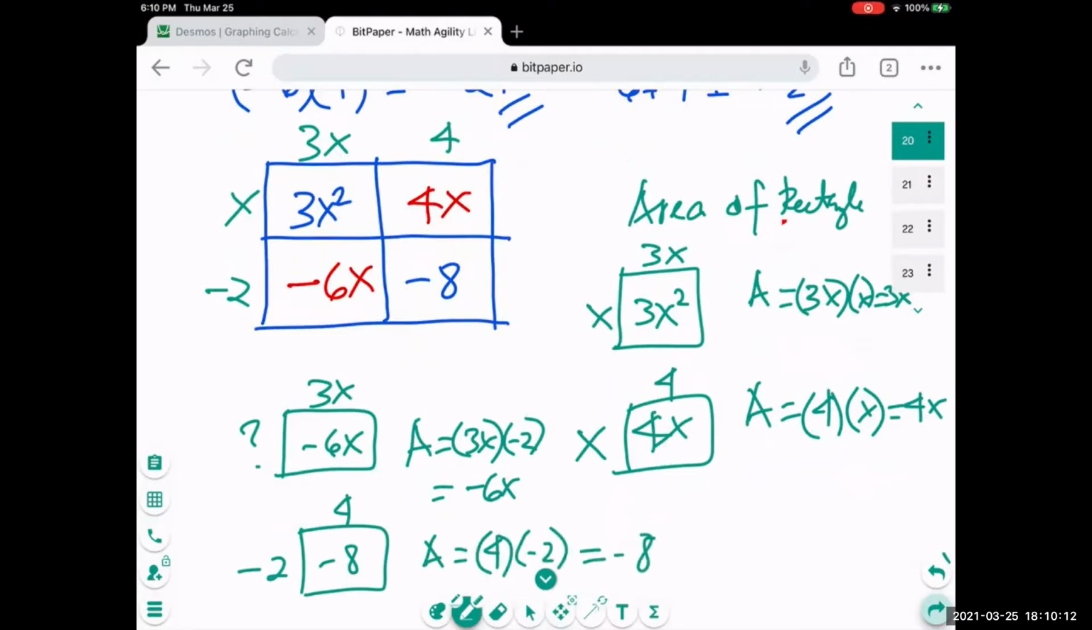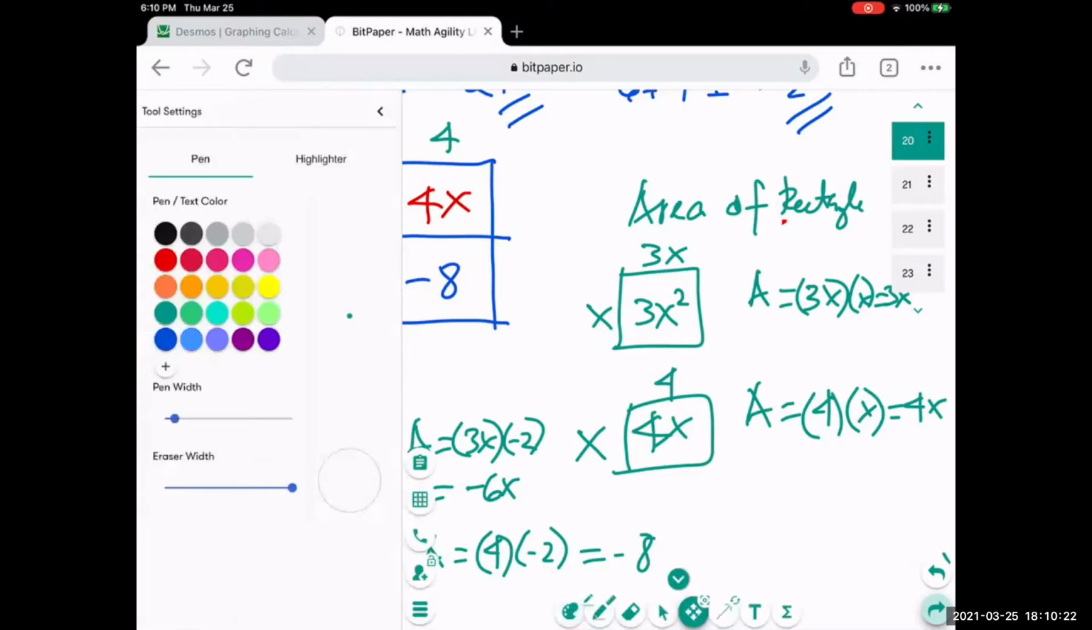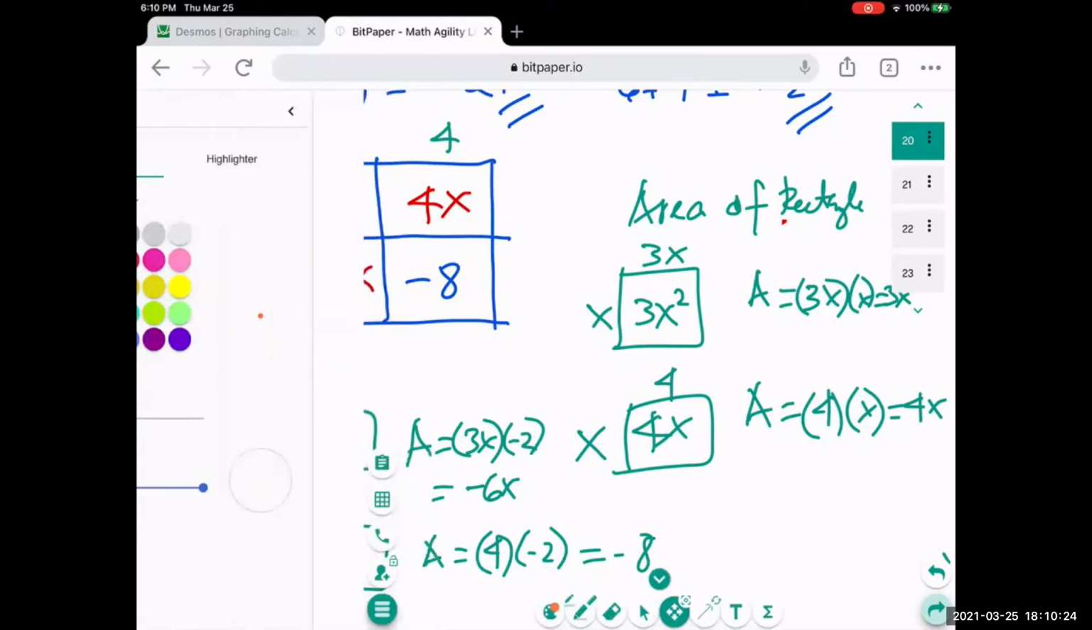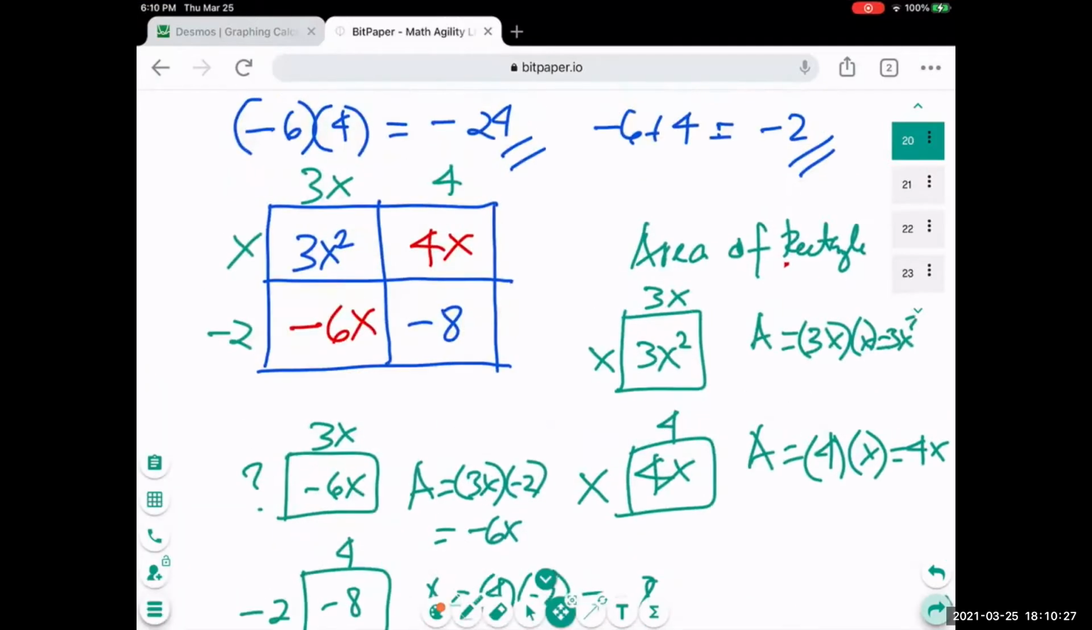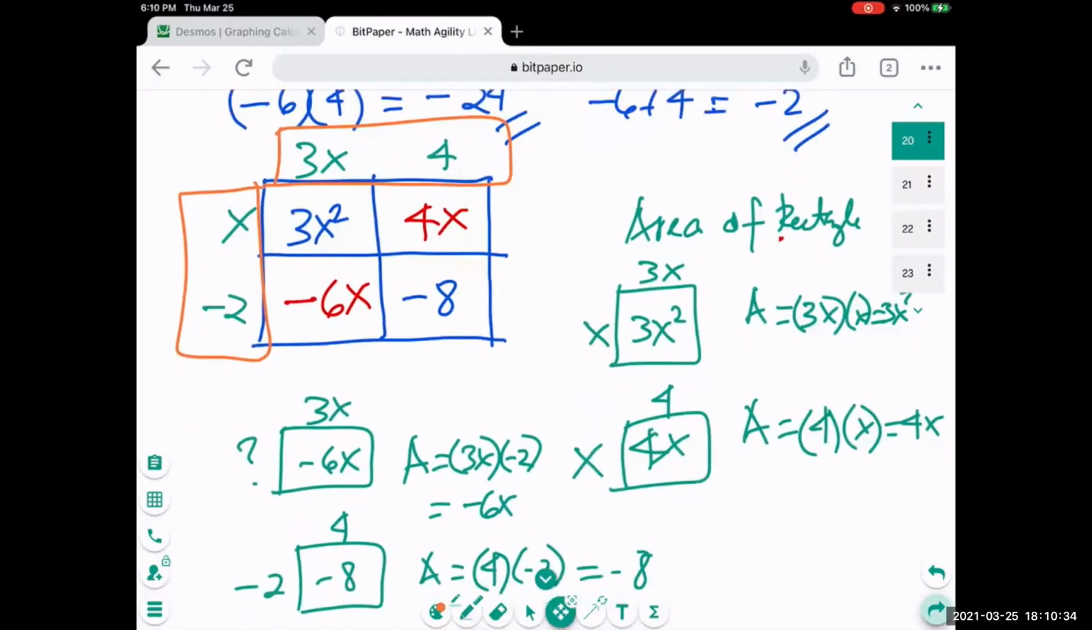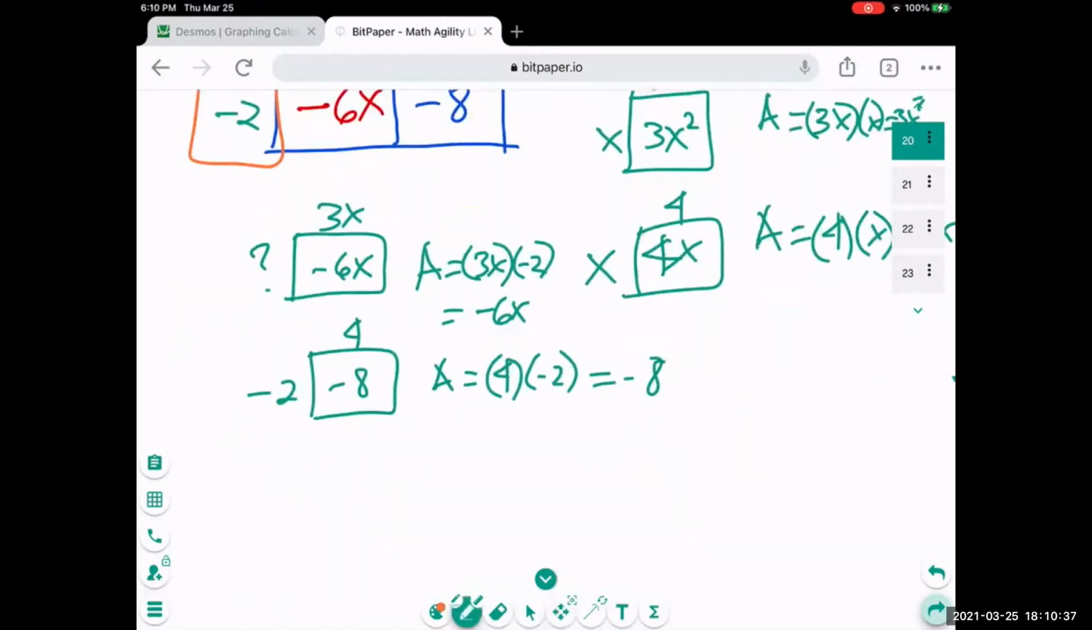So now, we have completed the box, right? So that means our factors would be the ones at the top part, which is 3x and 4, and the ones on the side. So our factorization of 3x squared minus 2x minus 8 is equal to 3x plus 4 times x minus 2.